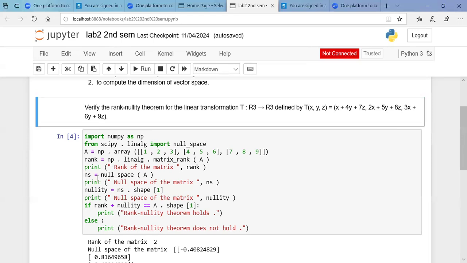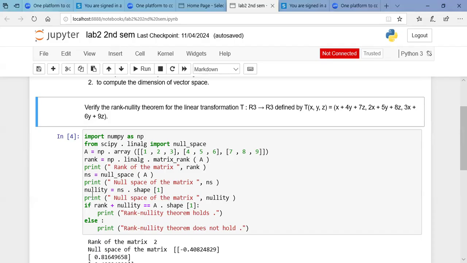Then we will define the null space as ns. Once we define the null space, we will print the null space of the matrix as ns. Here rank is nothing but the number of non-zero rows, and nullity is the number of zero rows in its row reduced echelon form. If the sum of rank and nullity is equal to the dimension of V, then we say that the rank nullity theorem holds. If it is not equal, we conclude that the rank nullity theorem doesn't hold.